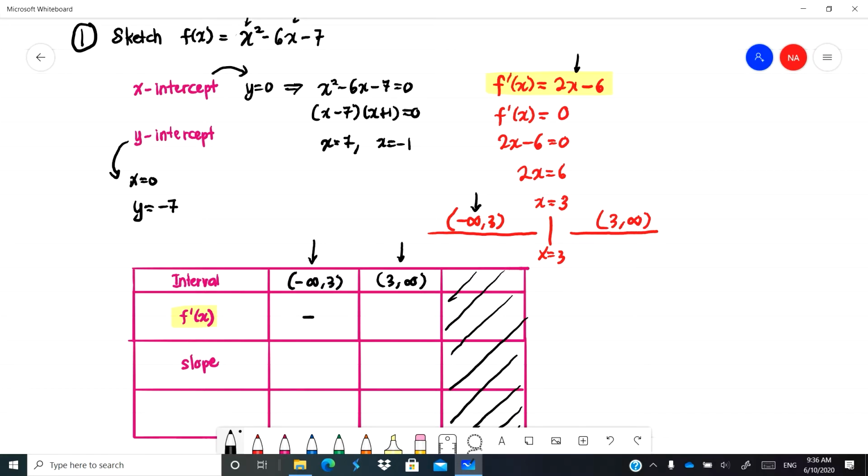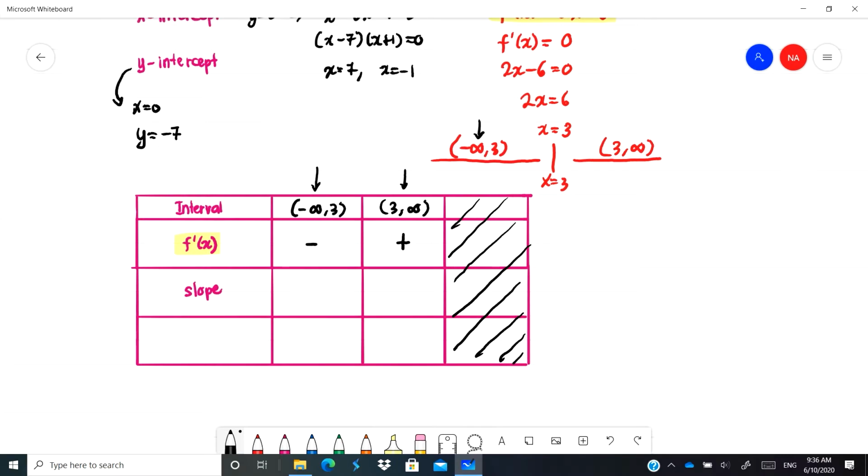For 3 up to infinity, you can check any number. You can take 10: 2 multiplied by 10 is 20, 20 minus 6, and you'll get 14. So 14 is positive. You just take any number as long as it is within the interval. Now we know that if it is negative, it is decreasing, and if it is positive, it is increasing.